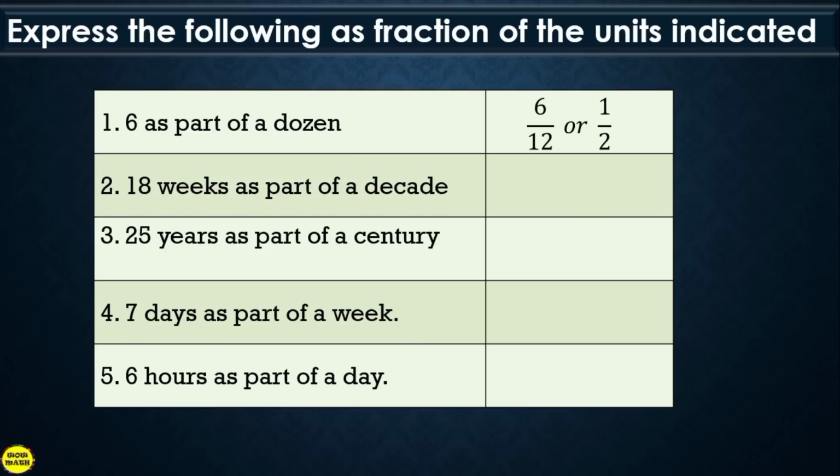So, kung 18 weeks yan, and then sa isang taon, merong 54 weeks, and then 10 years yung equivalent ng decade, so 54 times 10, that is 540 weeks. Tama? So, 18 weeks over 540. So, kung kukunin natin yung lowest term nito, that is 1/30.